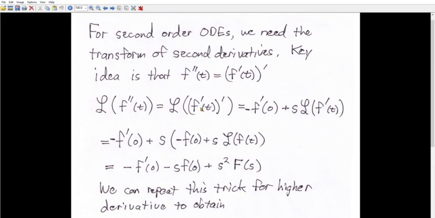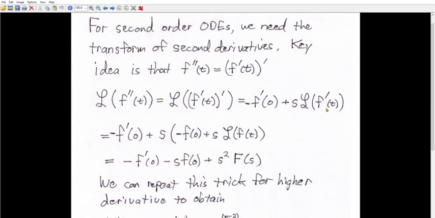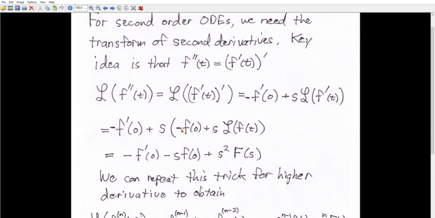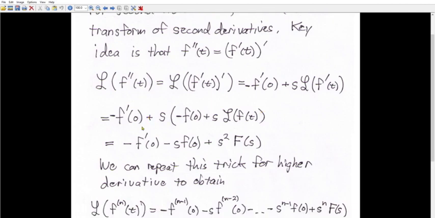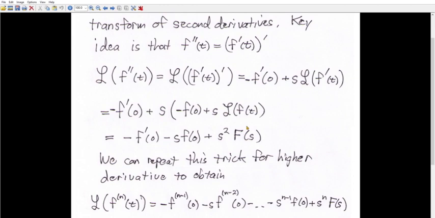By our formula, that's this function evaluated at 0 with a minus sign, plus s times the Laplace transform of this function, which is f prime. But we know what the Laplace transform of f prime is: it's minus f of 0 plus s times the Laplace transform of f. When we write that out and multiply it out, we get minus f prime of 0 minus s times f of 0 plus s squared cap F of s. So the Laplace transform of the second derivative is minus f prime of 0 minus s f of 0 plus s squared times the Laplace transform of f.